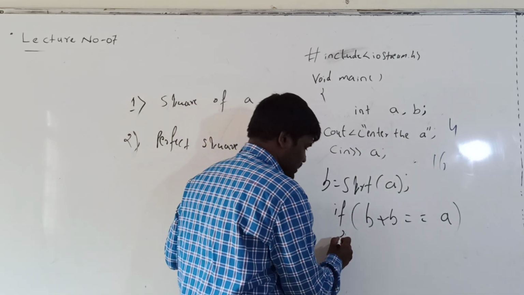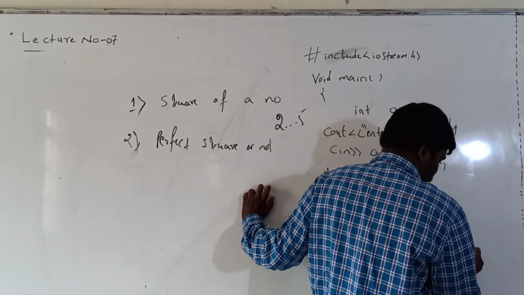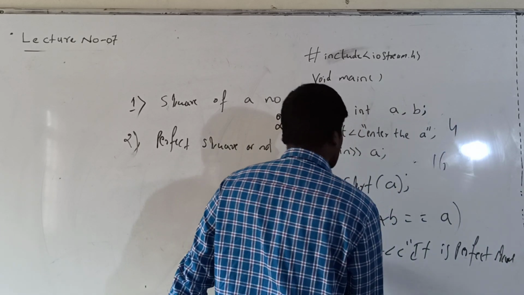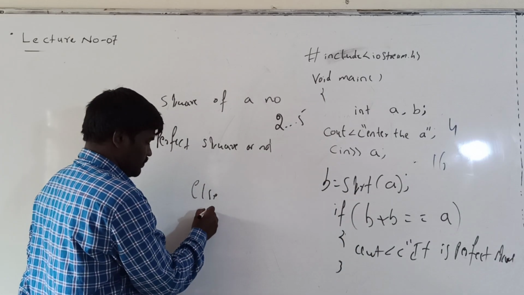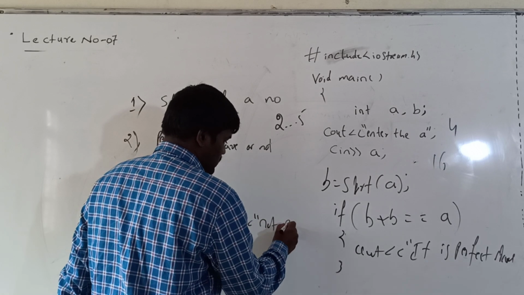If it is true, then cout "it is a perfect square." Else, cout "not a perfect square."